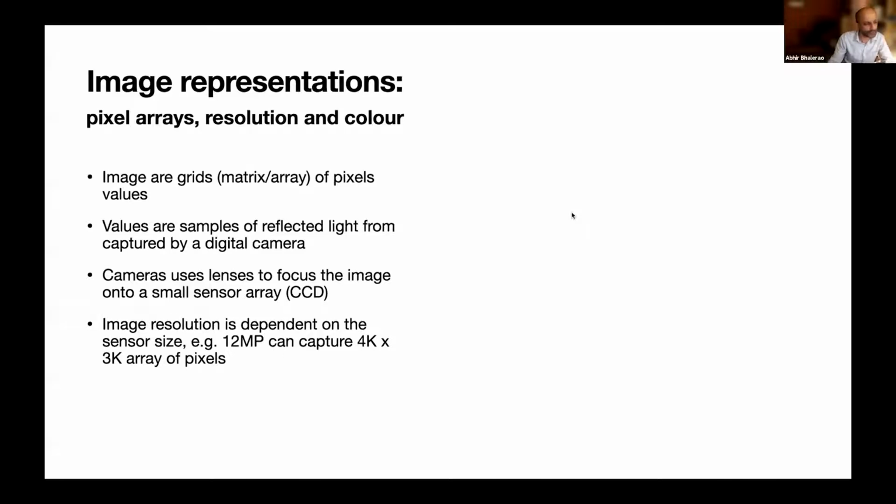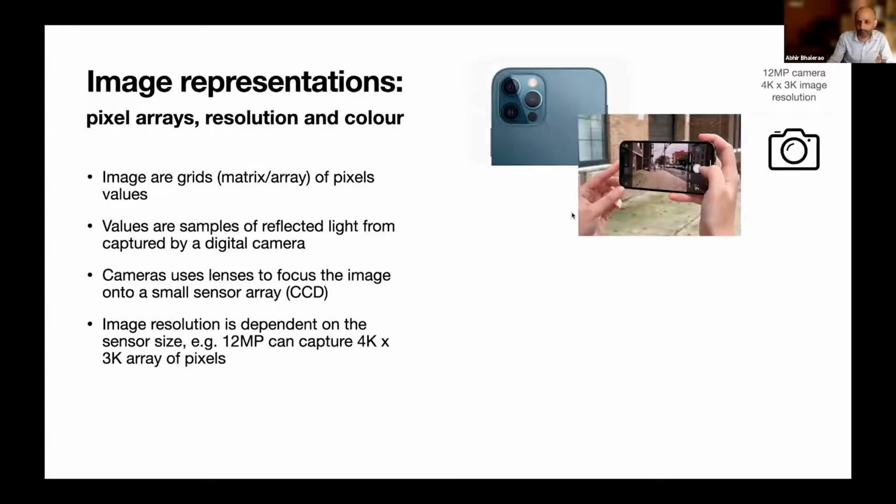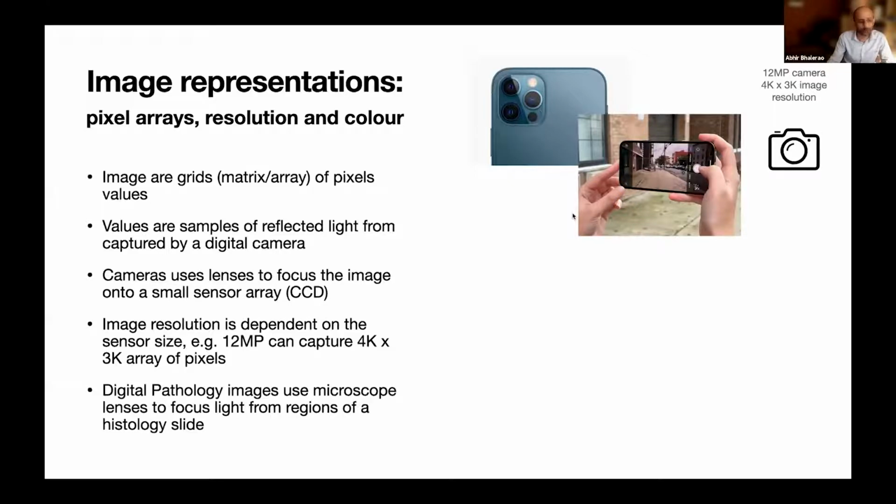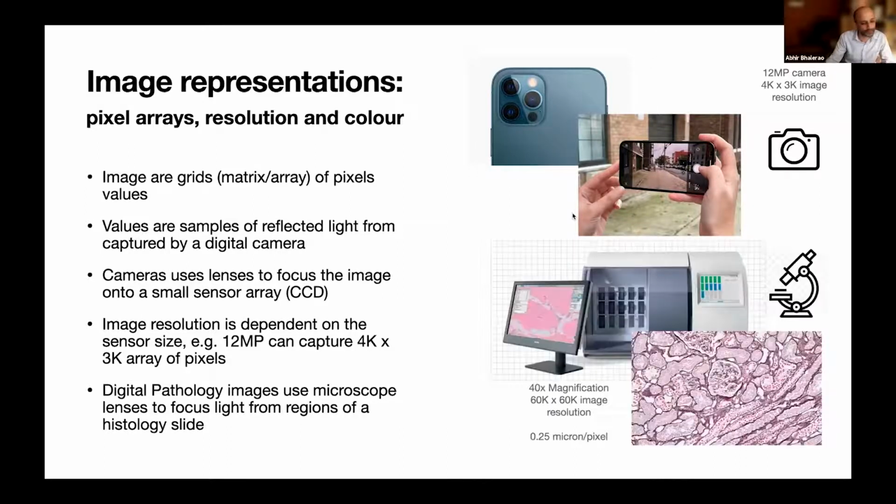Typically, if I have, say, a phone camera, I may be capturing a 4K image. A 4K image is actually 4K by 3K, an array of pixels. That's why we talk about, say, 12 megapixel resolution. Something like a modern phone camera will capture that sort of resolution. Whereas in digital pathology, in addition to the standard sensor, we're also using some form of microscope lenses to focus in on particular regions of a digital slide. And the magnification of that will change.